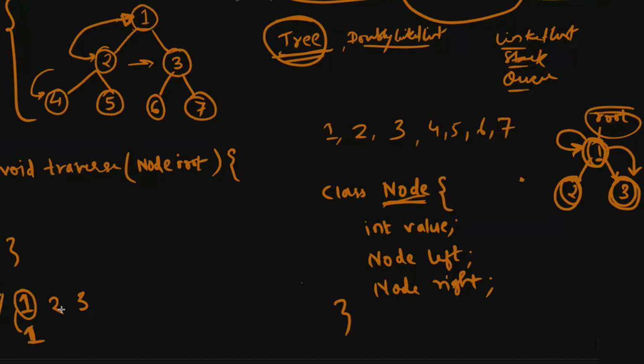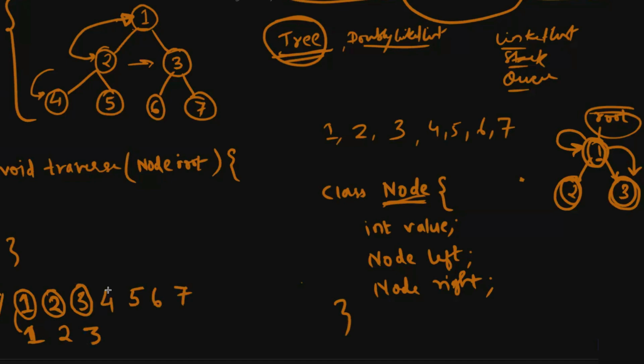Similarly, when we get to 2, we remove 2 from here, print it, and add the left and right of this 2 into the same data structure. So 4 and 5 are added, done. 2 is removed, printed, and 4 and 5 added. Next we see which is the next node that was added into the data structure, which is 3. So let's remove 3, print 3, and add the left and right of this 3 into the data structure, 6 and 7.